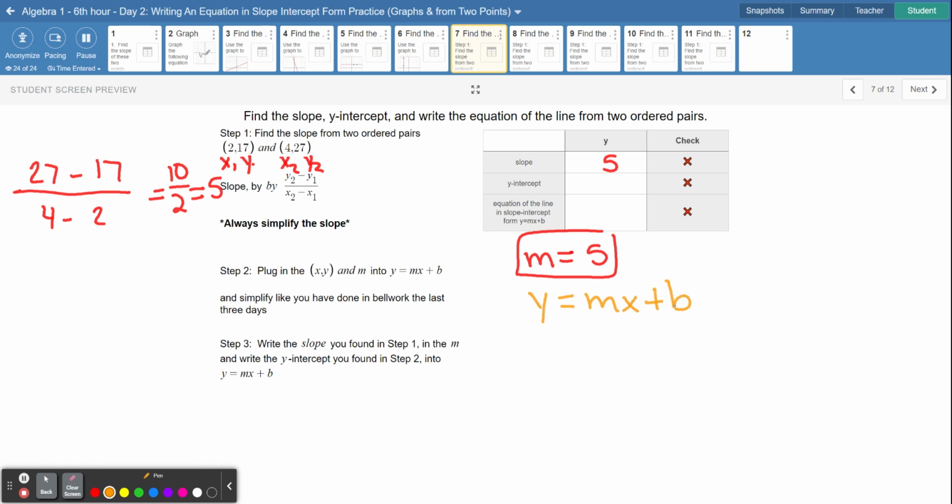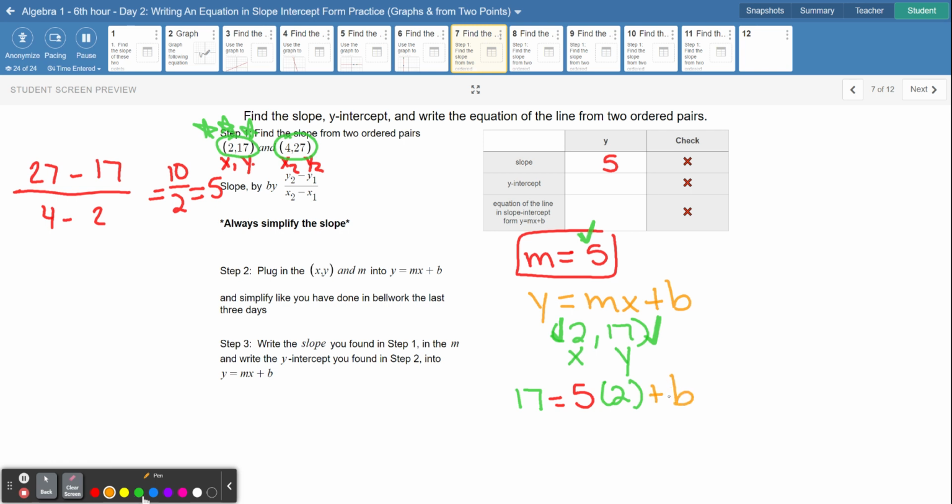Now this is like the last few days of bell work and even slide number 1. You get to decide which ordered pair you want. Do you want to use 2 comma 17 or 4 comma 27? It does not matter. Since I circled this one first, I'll choose 2 comma 17. This is my x value, that's my y value. So 17 is going to go into my y. My m value is what we found. So I used 17 already. I used 5 already. And then my x value is 2. And then plus the b, because that's what we're trying to find.